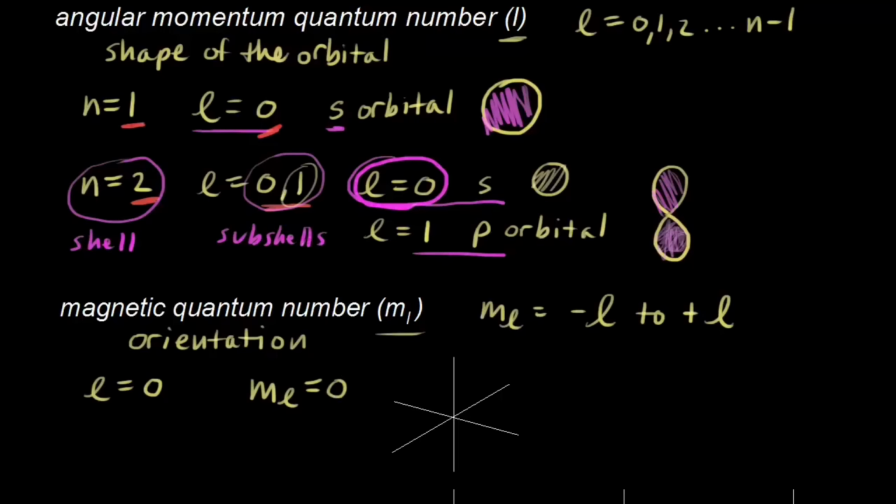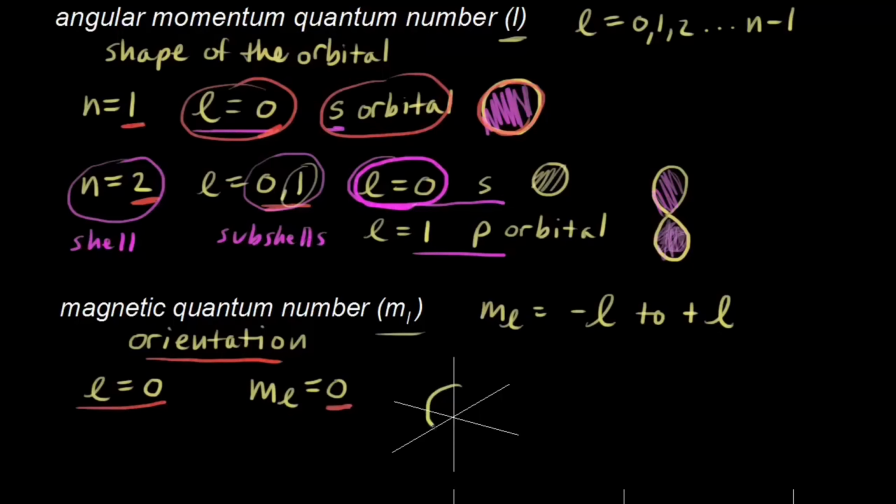So if L is equal to 0, we know we're talking about an s orbital, which is shaped like a sphere. And we have only one allowed value for the magnetic quantum number. That tells us the orientation. So there's only one orientation for that orbital around the nucleus. And that makes sense because a sphere has only one possible orientation. If you think about this as being an XYZ axis, and this is a sphere, there's only one way to orient that sphere in space. And so that's the idea of the magnetic quantum number.